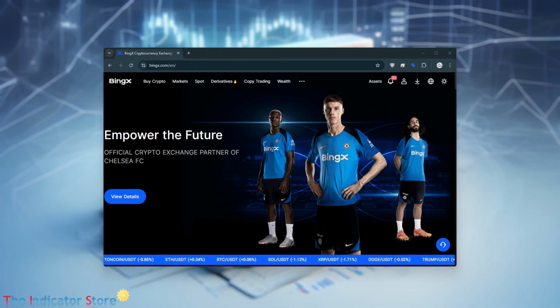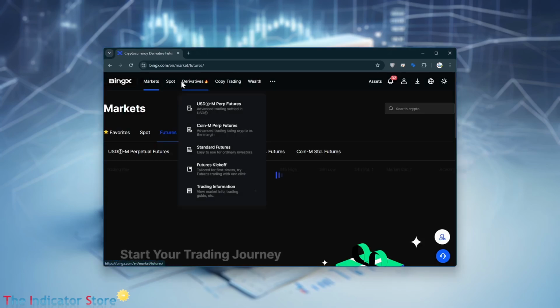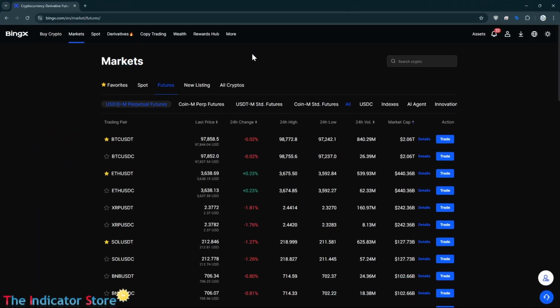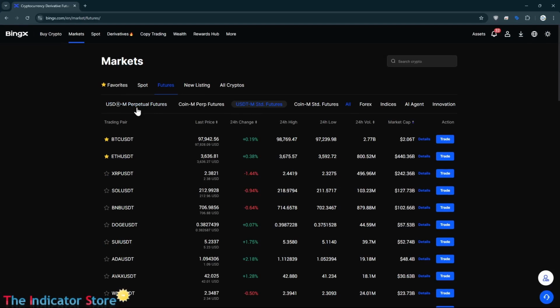For those who follow me, you know that I usually use NinjaTrader, but we cannot trade cryptos. So today we are going to review a broker where we can trade cryptos in manual and also automated ways. With this broker, BingX, we have two different types of instruments: the perpetual futures and the standard futures.